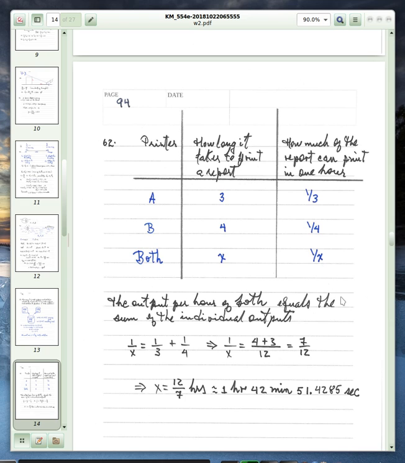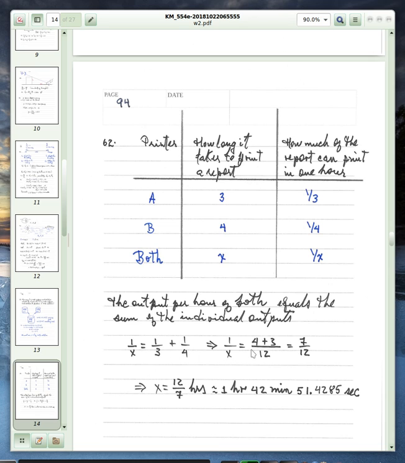Now, when you are doing this problem, you make several assumptions. First of all, the printers don't run out of ink, they keep working, they don't stop until they finish at the same time. There are several assumptions that in real life are not true, but we are simplifying the model here. So now, where is the hidden equality? The hidden equality is in the fact that the output per hour of both, which is this, equals the sum of the particular outputs of the particular printers. That is 1/x equals 1/3 plus 1/4.